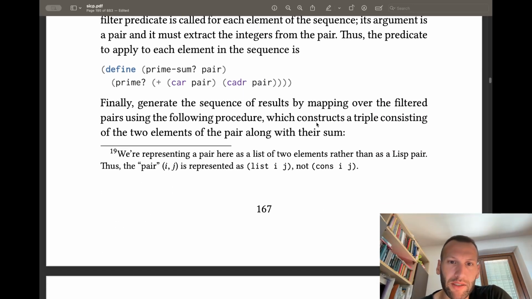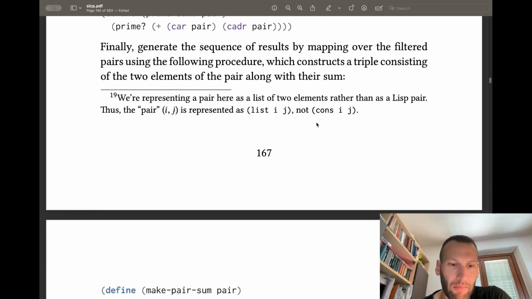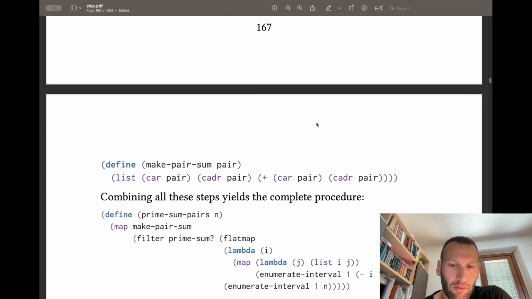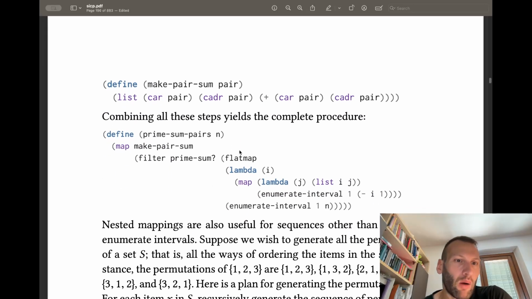Finally, generate the sequence of results by mapping over the filtered pairs using the following procedure, which constructs a triple consisting of the two elements of the pair along with their sum. And here we are just constructing the pair. Combining all these steps yields the complete procedure.